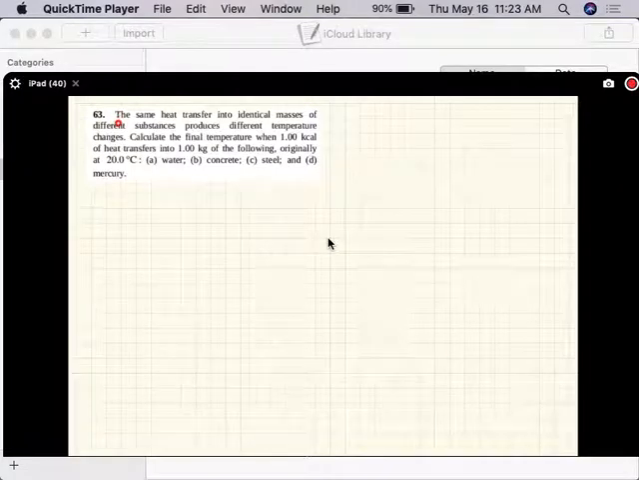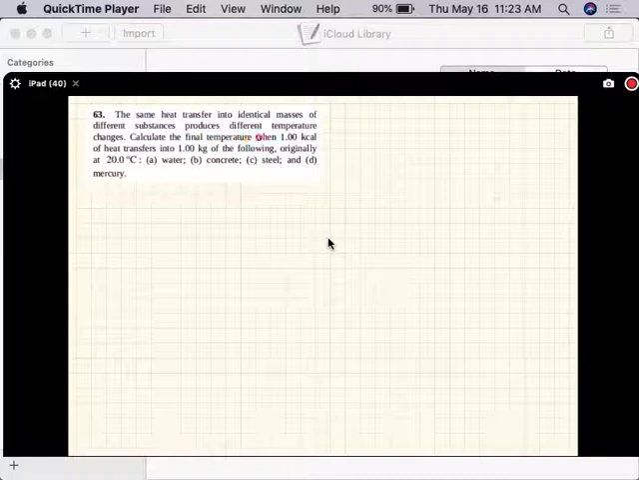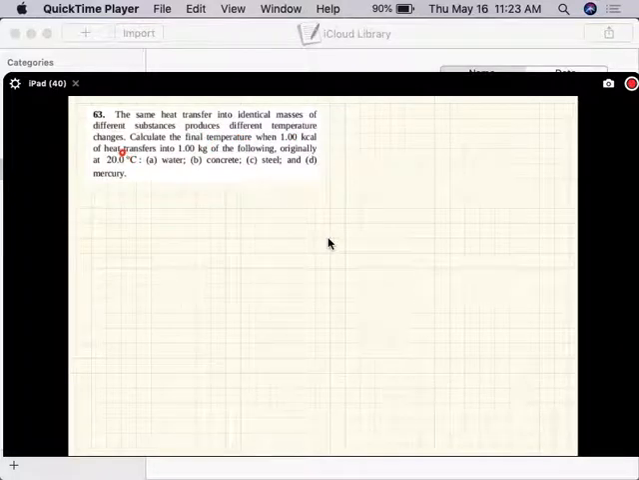Alright, so this problem says the same heat transfer into identical masses of different substances produces different temperature changes. That's because their specific heats are different. Calculate the final temperature when 1 kilocalorie of heat transfers into 1 kg of the following, originally at 20 degrees Celsius: water, concrete, steel, and mercury. We'll just do A and B, and you will know the rest.